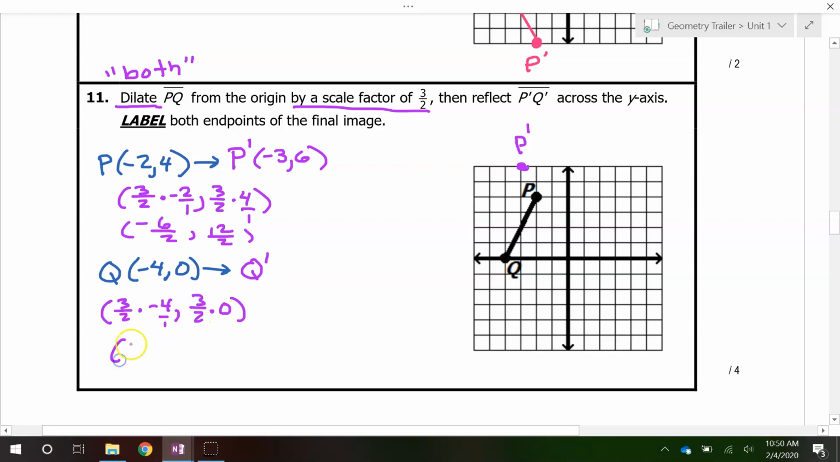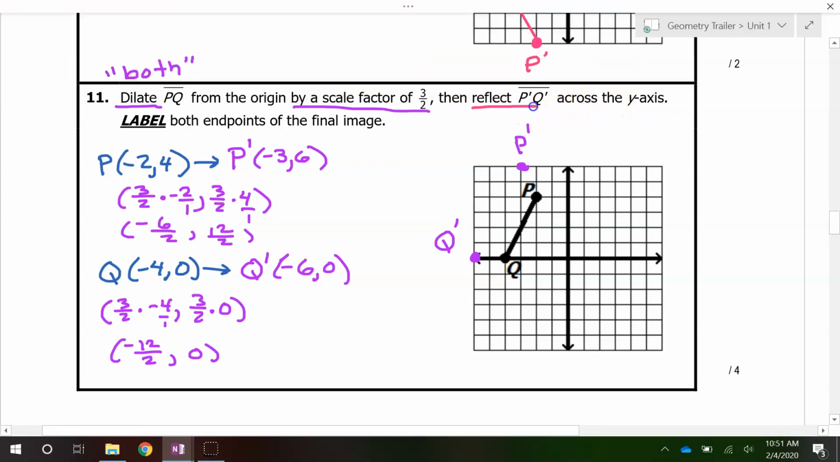Well, this is going to make negative 12 over 2, and anything times 0 is just 0. Negative 12 divided by 2 is negative 6. So then I have negative 6 comma 0, and that is Q prime. Negative 6 comma 0, so that's going to be right here, and that is Q prime. All right, next I need to reflect across the y-axis.